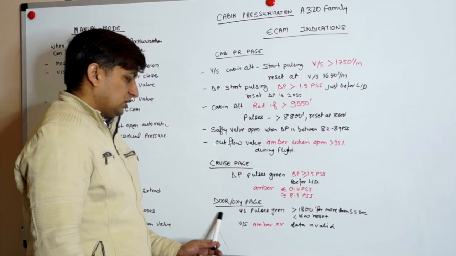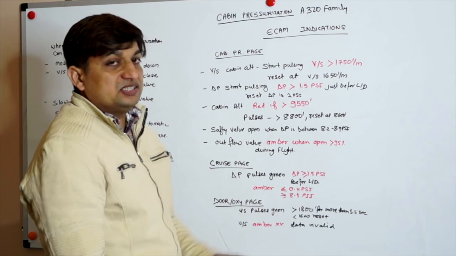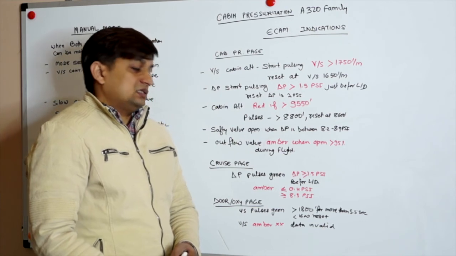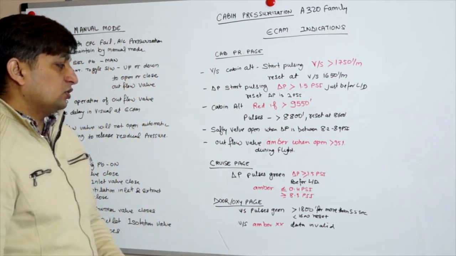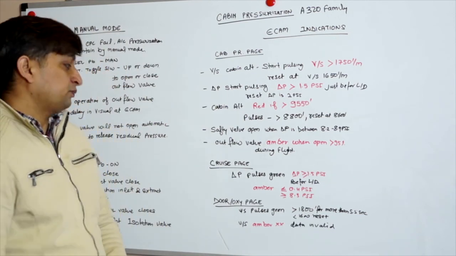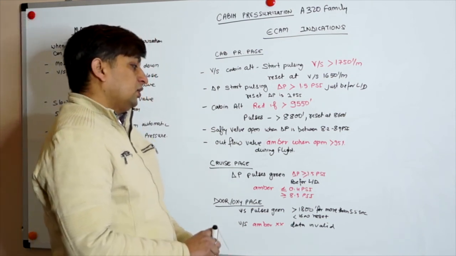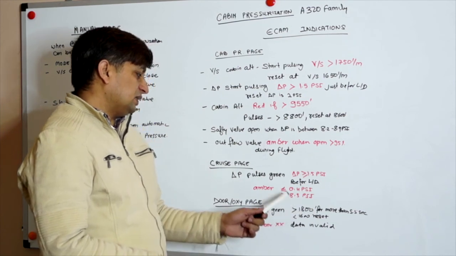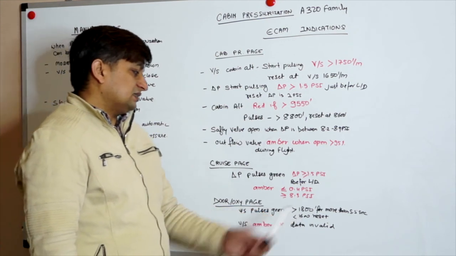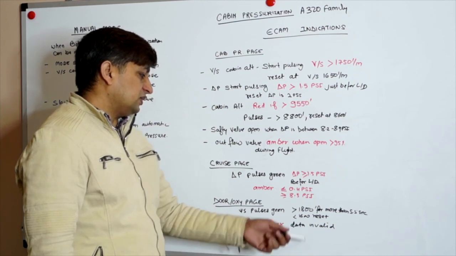On the door and oxy page, VS pulses green if it is more than 1800 feet per minute for more than 5.5 seconds. If the cabin VS is more than 1800 feet per minute, it will start pulsing green on the door and oxy page also, and it will reset when it is less than 1600. The VS will become amber if the data is invalid.